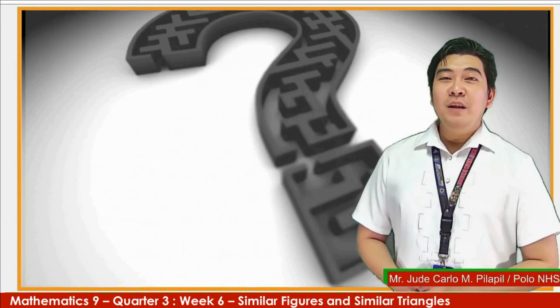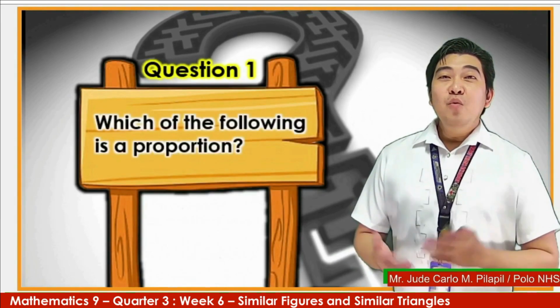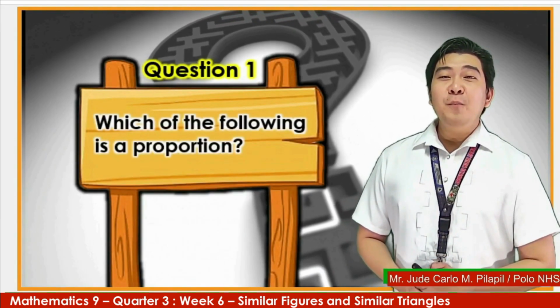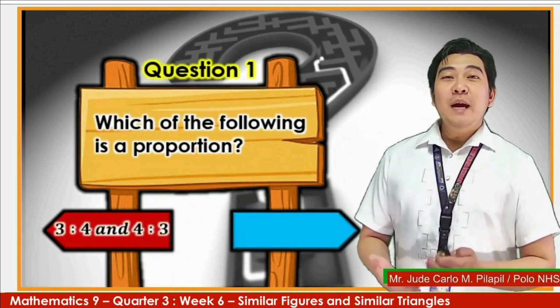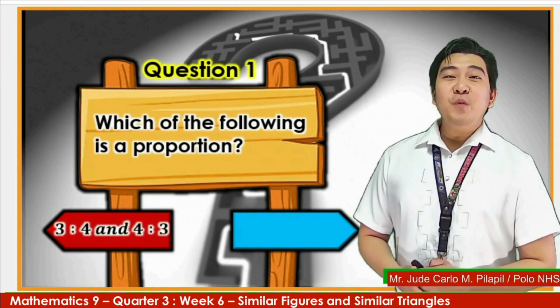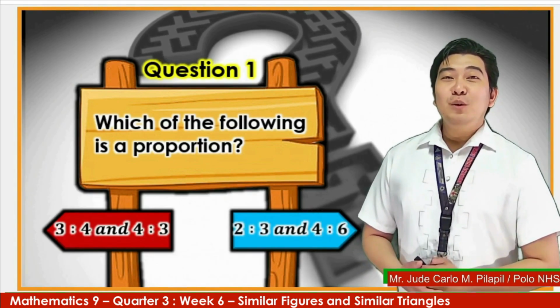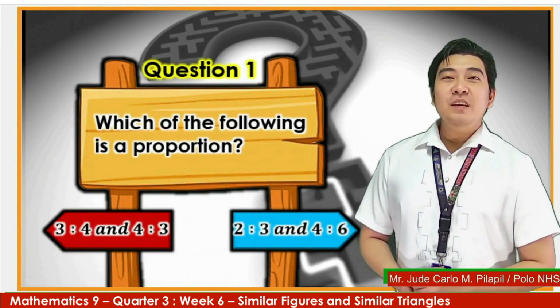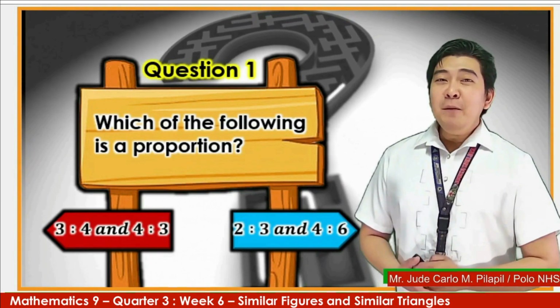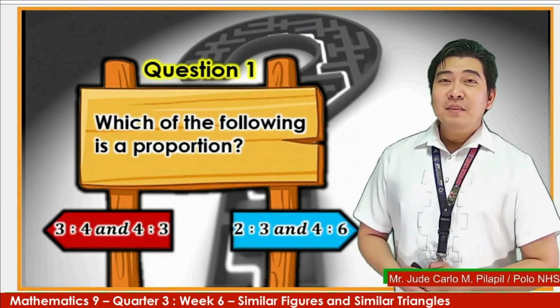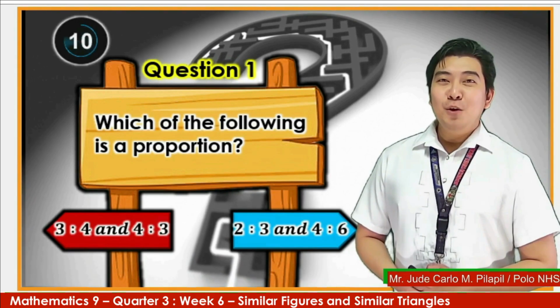Question number 1. Which of the following is a proportion? For the red path, 3:4 and 4:3. For the blue path, 2:3 and 4:6. Which is the correct path Kaloy should take? 10 seconds, go.